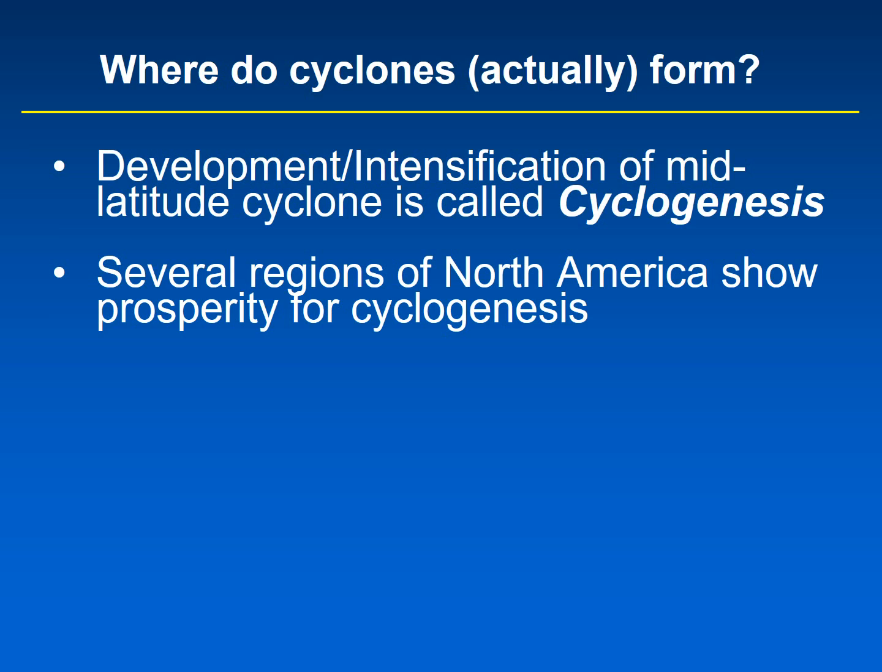Now, any development or intensification of a mid-latitude cyclone is called cyclogenesis. Cyclogenesis refers to the development or intensification of a mid-latitude cyclone. And several regions of North America show propensity for cyclogenesis, including the eastern slopes of the Rocky Mountains, the Gulf of Alaska, the Gulf of Mexico, the Atlantic Ocean east of the Carolinas, and even western Canada.